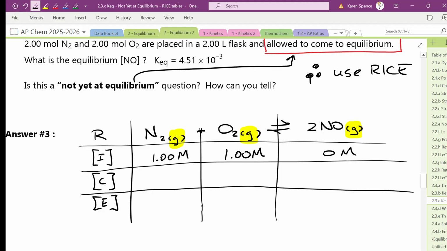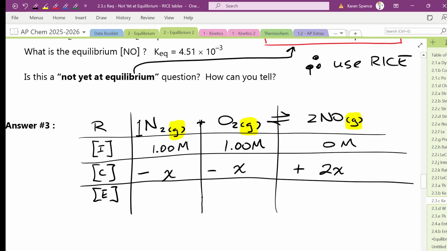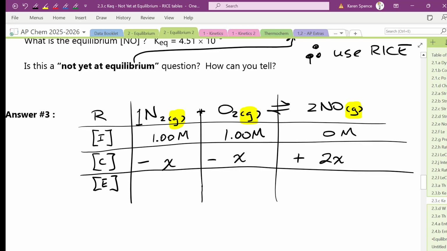Which way does this equilibrium have to shift? It has to shift to the right. So this is going to go up. These are going to go down. And anytime you have a coefficient of 1, that's going to go up or down by x. Anytime you have a coefficient of 2, that's going to go up or down by 2x. If you had a 3, it would be a 3x. And that is going to allow you to write your equilibrium concentrations in terms of x.